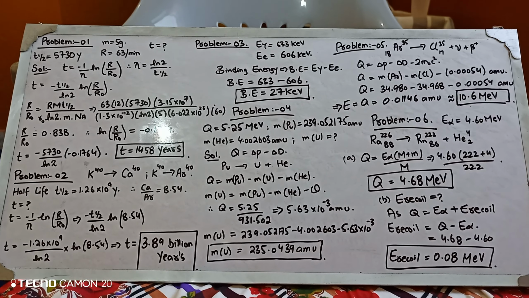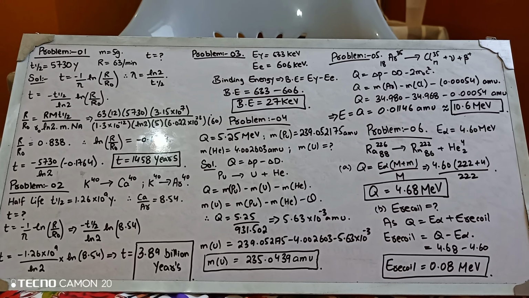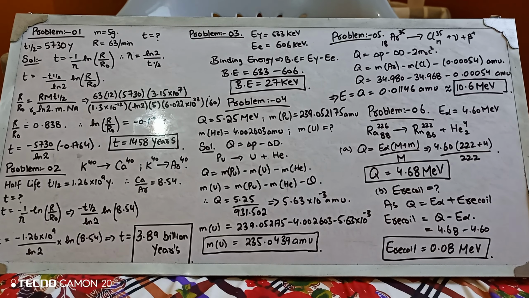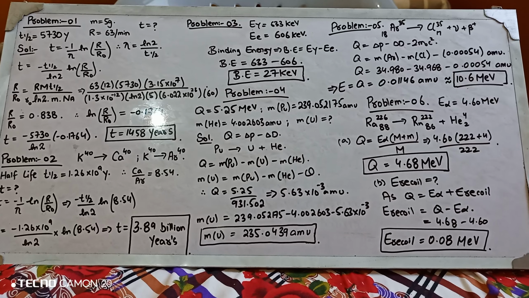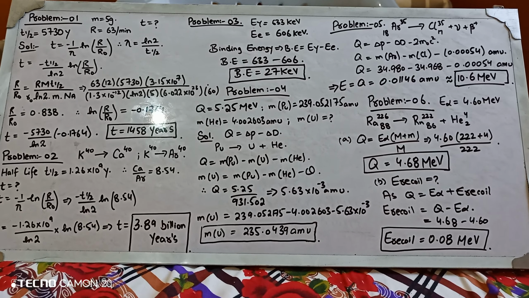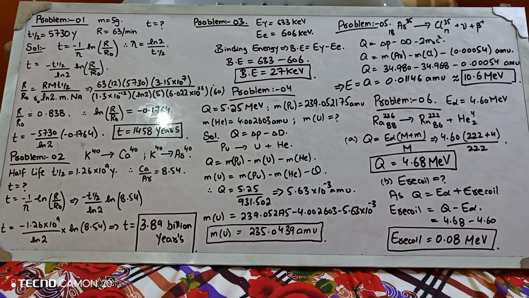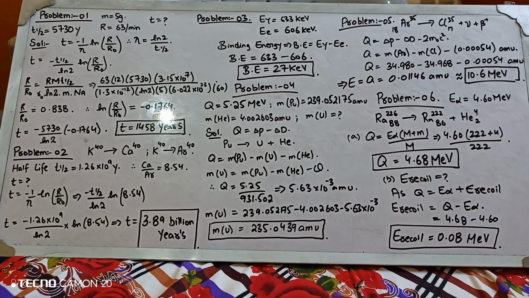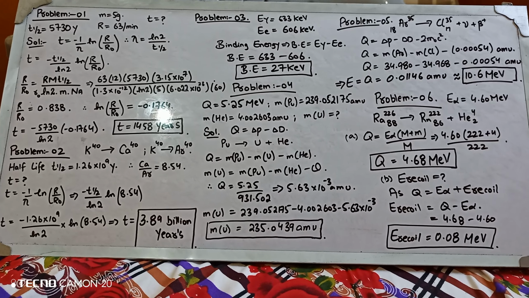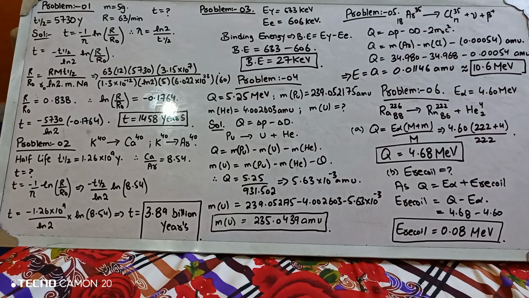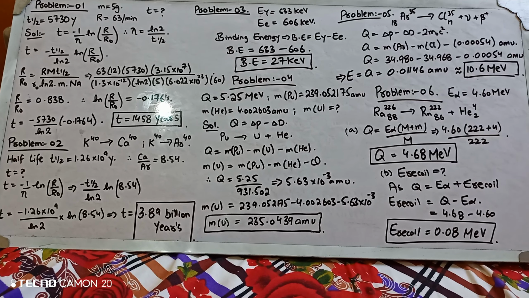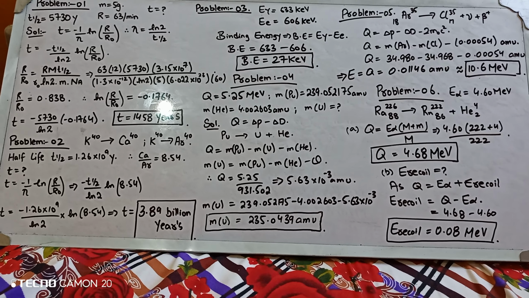Okay, so now move on towards our fifth problem. Our fifth problem says: what is the maximum possible positron energy in the decay of argon? Okay, so argon decays into chlorine-35 plus emission of a neutrino with emission of beta plus, because this is a positron decay.